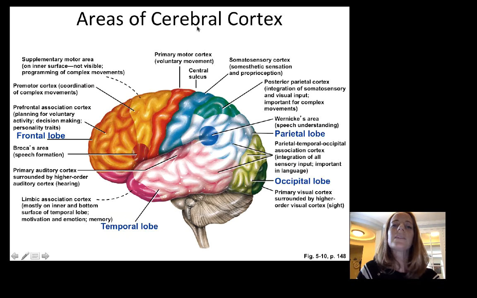So we can summarize the areas of the cerebral cortex in this diagram, and since we went through each one very, very carefully, I'm just going to leave this diagram in the PowerPoints for you guys to refer to later.